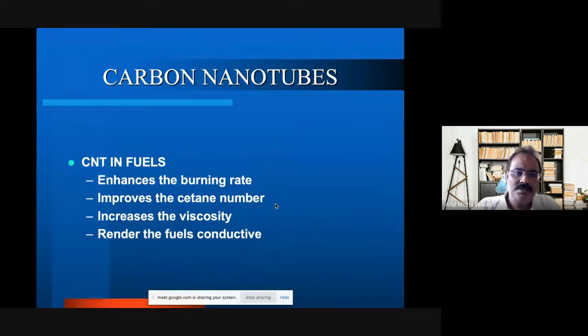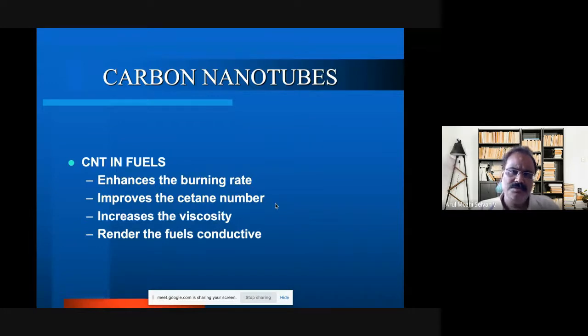And as far as the CNT is concerned, it enhances the burning rate, improves the cetane number, increases the viscosity, and renders the fuels conductive. So because of these benefits, CNT can also be used as a fuel additive. Now we have to go for the selection of materials, whether you will go for CNT or CDA or a combination of these.